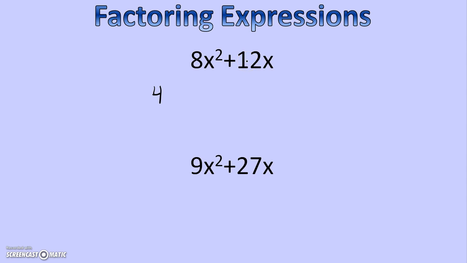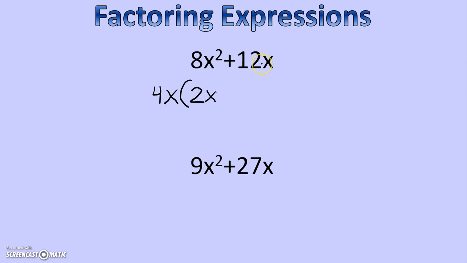But now since they both have variables, we have to consider that as well. x squared and x. They share one x. So they both have an x. Now let's take our GCF and pull it out of each term. When we take 4 out of 8 by dividing, we're left with 2. And when we take x out of x squared, we're still left with an x.